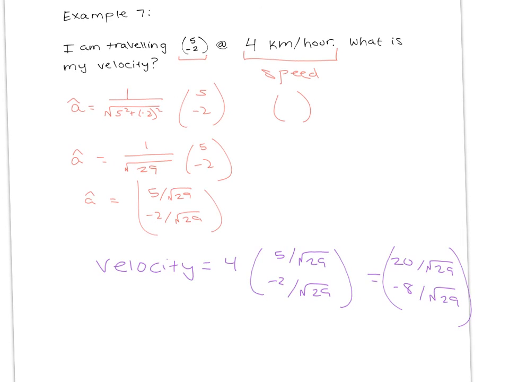So this process is the exact process that you will always use if you're trying to find a velocity vector and you have a direction vector and you have a speed. You're basically just taking that direction vector, 5, negative 2, and scaling it up or down to the magnitude that they give you for the speed, and that will give us our velocity vector. So what this would interpret to say is that we are going to the right 20 over square root 29 per hour and down 8 over square root 29 per hour, and that's how far we're traveling per hour. This is our velocity vector, this is our speed.